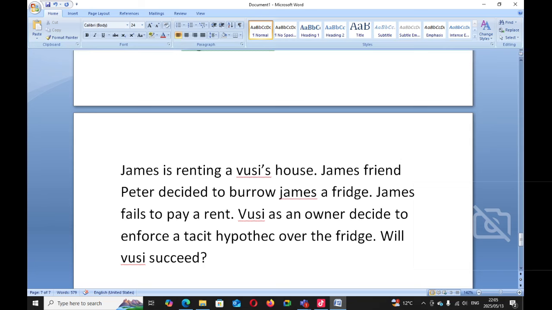Even if Vusi has been informed, Vusi can enforce the tacit hypothec. It's in Vusi's discretion, by the way. So any goods that are in the hands of the tenant, the landlord can enforce the tacit hypothec over. Please mute.